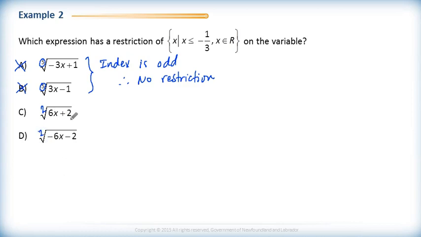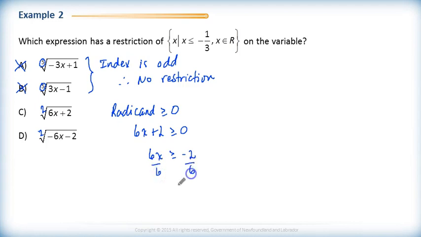Let's check option C. A radicand must be greater than or equal to 0. So therefore, 6x plus 2 must be greater than or equal to 0. Switching that around, 6x is greater than or equal to negative 2. And we divide both sides by 6. And we get x greater than or equal to negative 1/3. So that doesn't fit the bill.